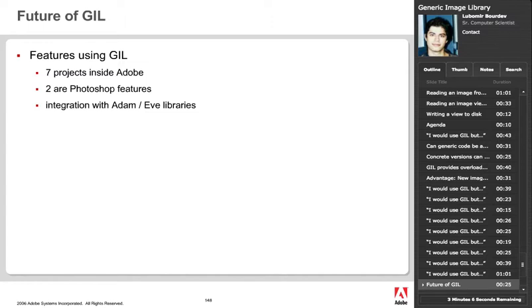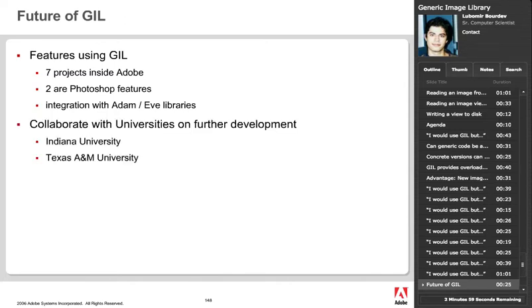GIL is used in several ongoing projects at Adobe, including features for the next generation of Photoshop. We're also exploring potential collaboration with universities such as the Open Systems Lab at Indiana University. We're also exploring the possibility of proposing GIL to the Boost libraries.